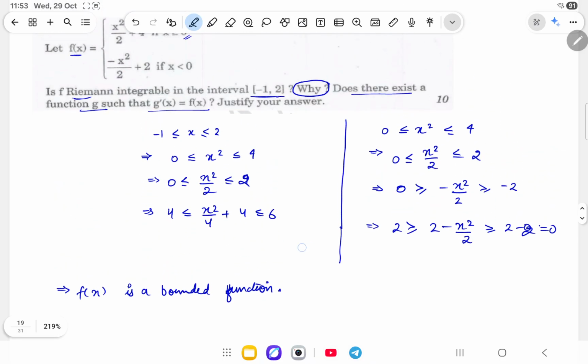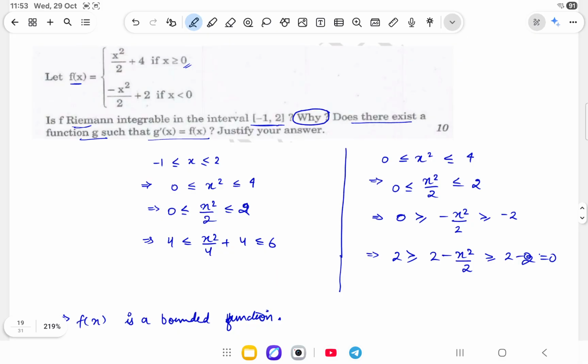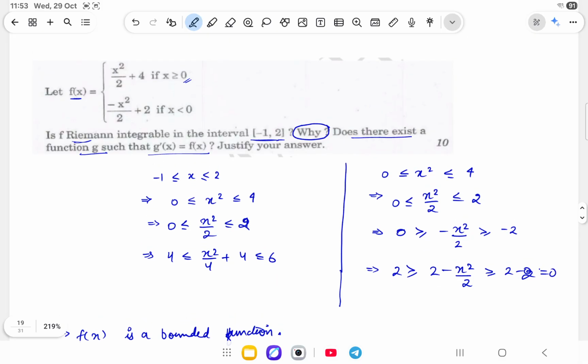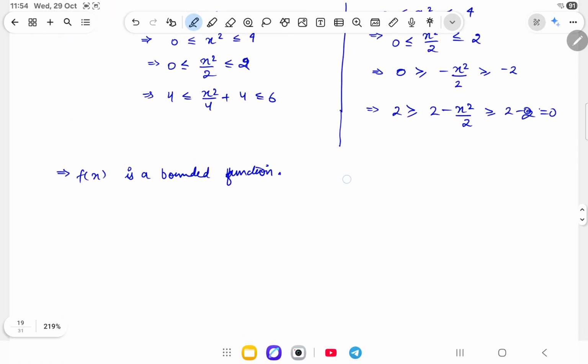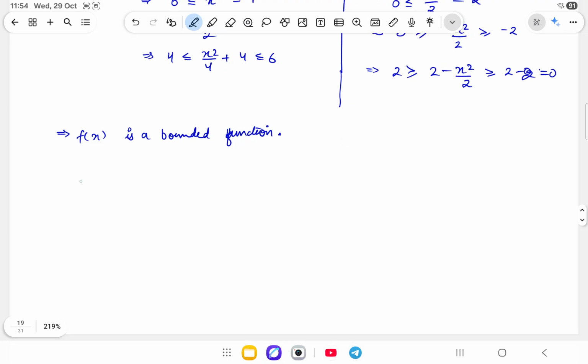Now let's check if we can use some result. If you observe that it's a function defined on parts, this part is continuous in itself being a polynomial function, likewise this is continuous in itself being a polynomial function. So the only point of discontinuity that can exist is at x equals to 0. So let's check if the function is continuous at x equals to 0.